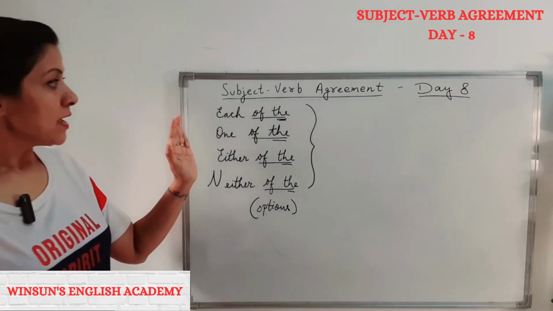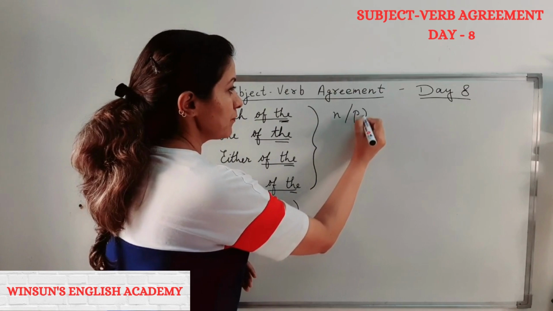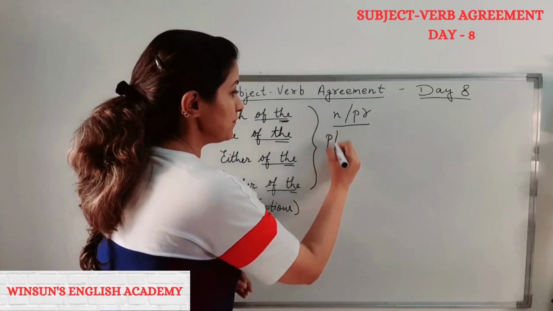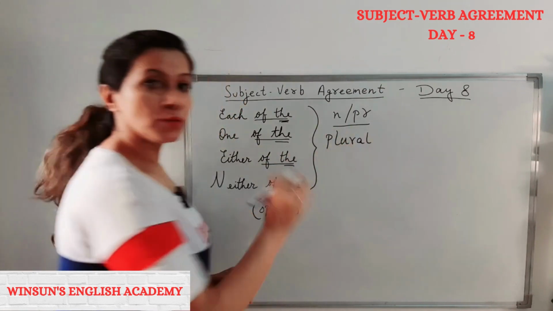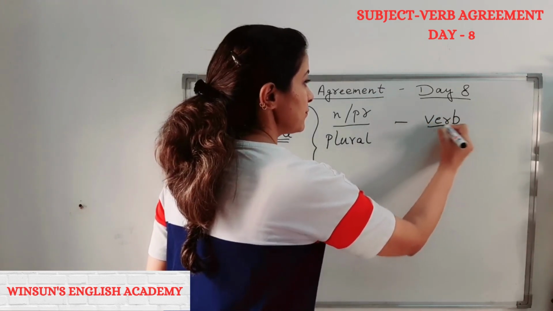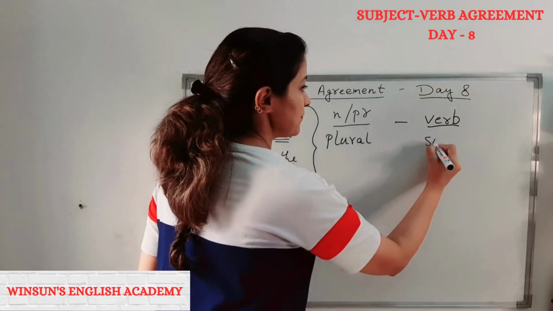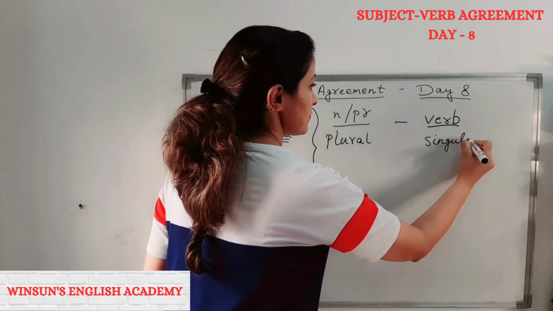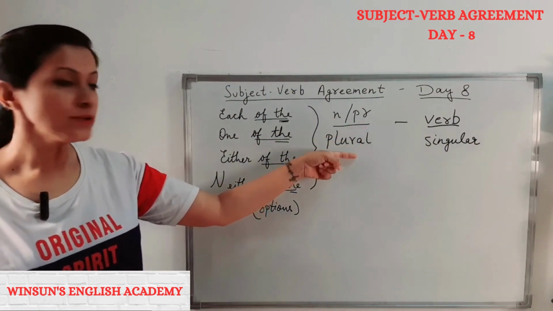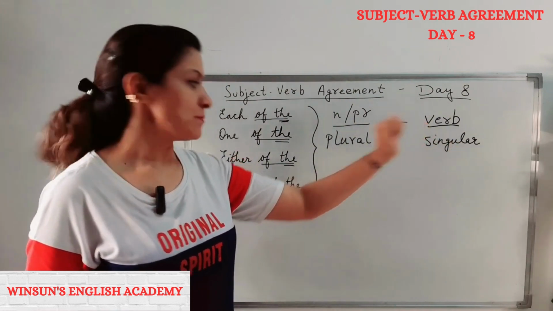The rule is, the countable noun or pronoun is always, I repeat, is always plural. Always. And the verb is always, again I repeat, always singular. That's it. You just have to remember this. The noun or pronoun will always be plural and the verb will always be singular. Let's look at some examples now.